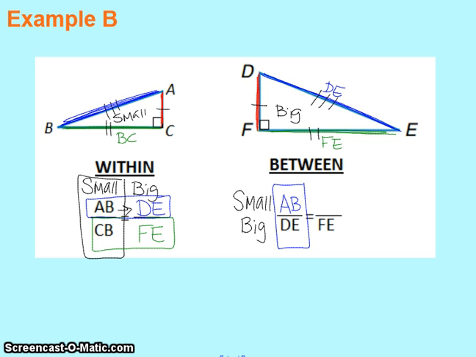So then I look at FE, and I know that that is green. So I know that the one that goes on top also needs to be green, but it needs to be on the small one. And so I look on my small one, the one that's green is BC. So now I've done my within and between.